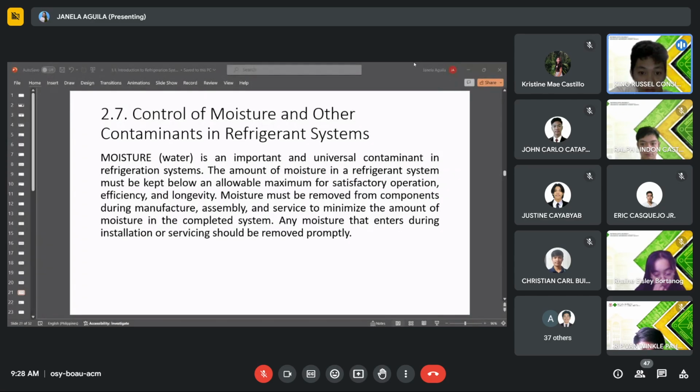So dito po, yung moisture daw po na nag-enter po sa ating refrigeration system during installation or service po, kailangan po siya matanggal kaagad-agad.